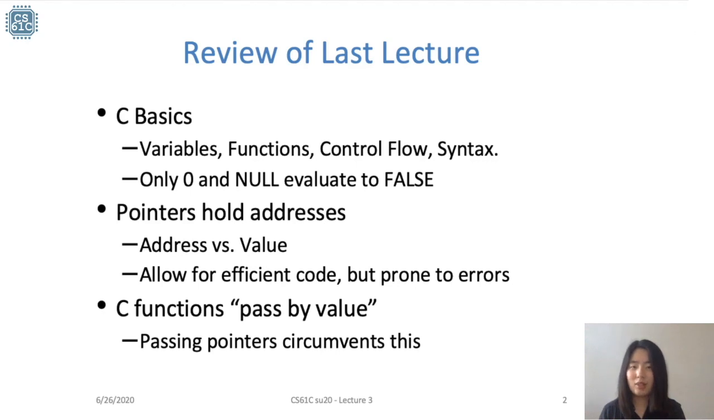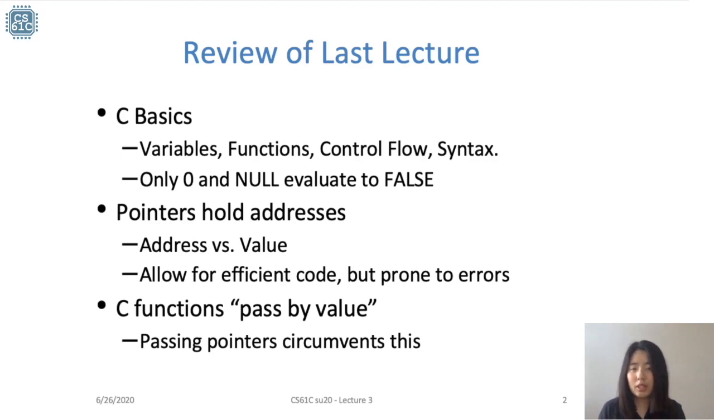Last lecture, we learned about some C basics, such as typed variables, typed functions, C syntax, and control flows. We also talked about what is true and what is false in the C world, and learned that only 0 and null evaluate to false. We introduced the concept of pointers, which is a variable that contains an address. They help to make programs run faster, but they're also a big source of bugs in C coding, so we need to be careful when using them.